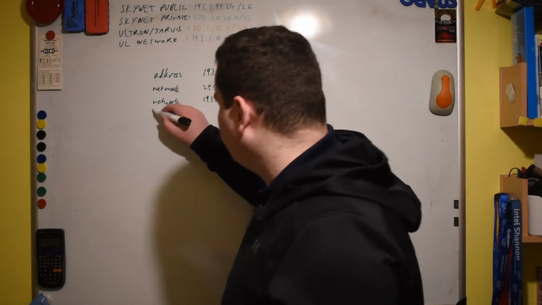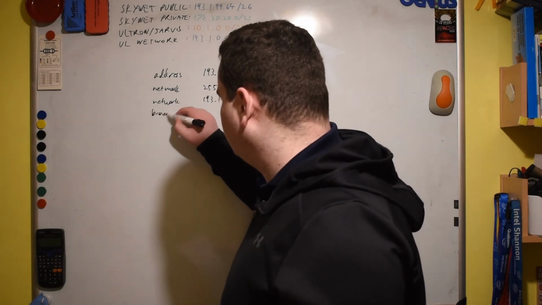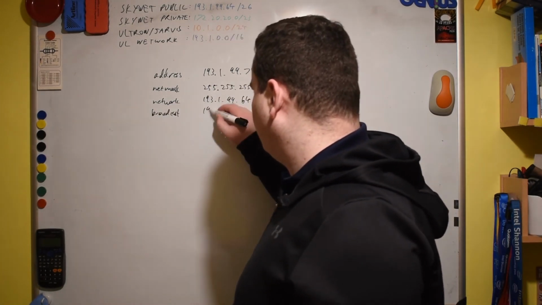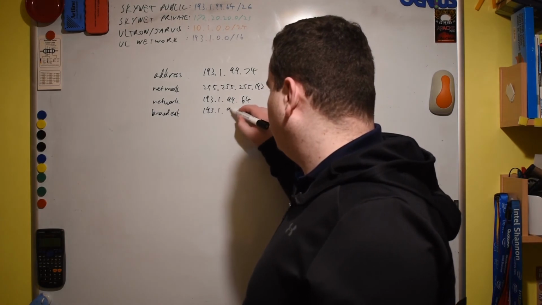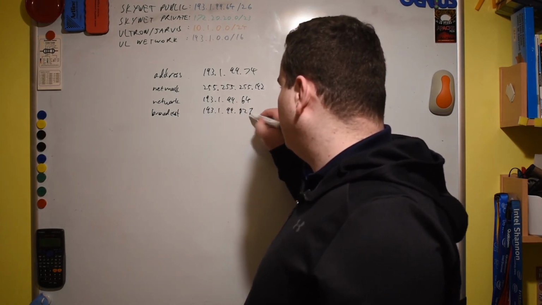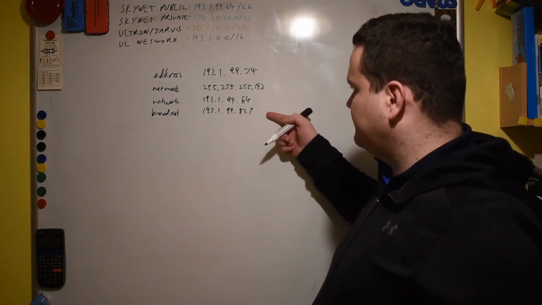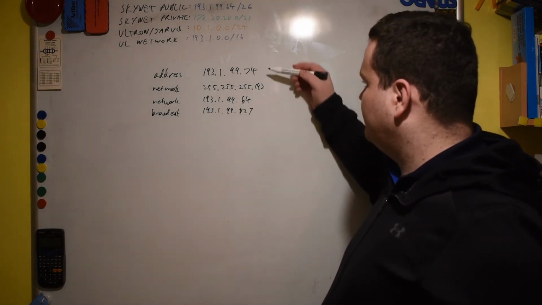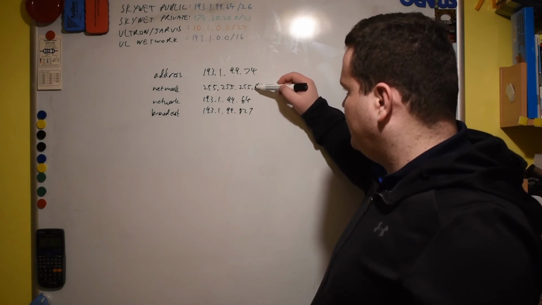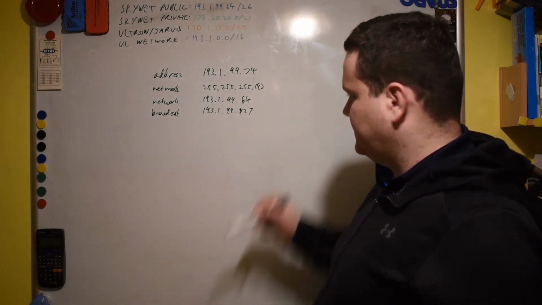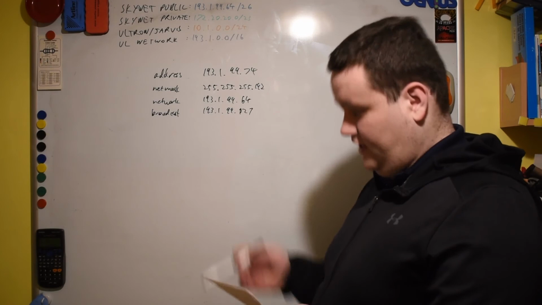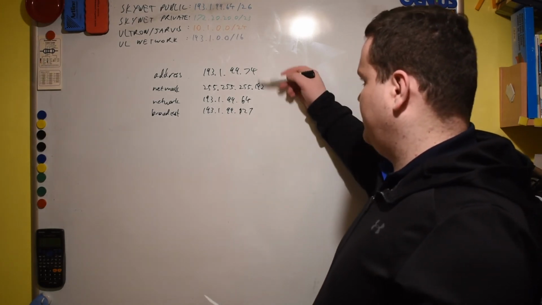We're also going to give it the broadcast address, 193.1.99.127. Linux wants you to specify all of these different pieces of information, but you can actually work all of it out by just having this and this. Well, you have to as part of the system, but you can work it all out based on these two.